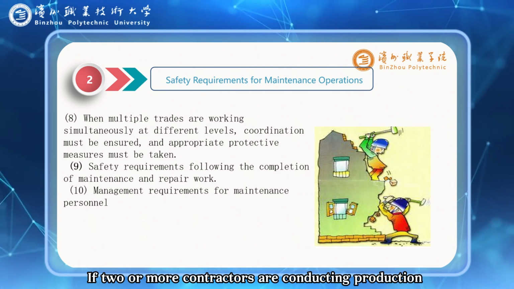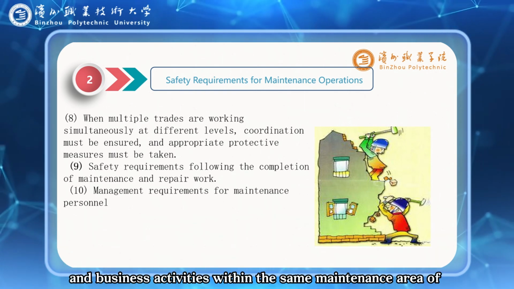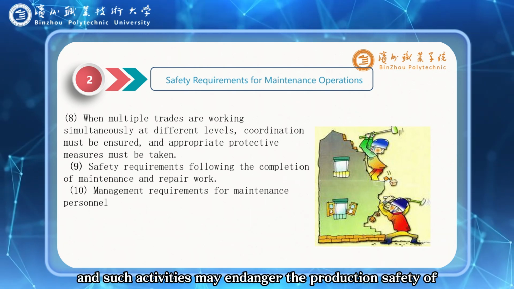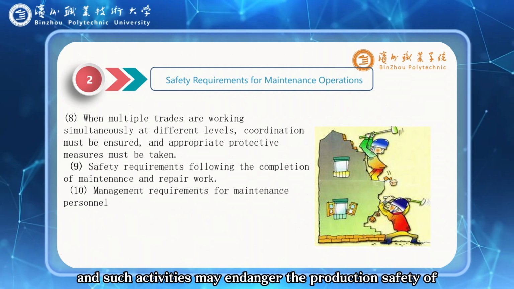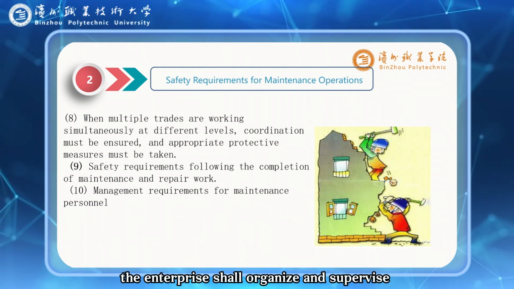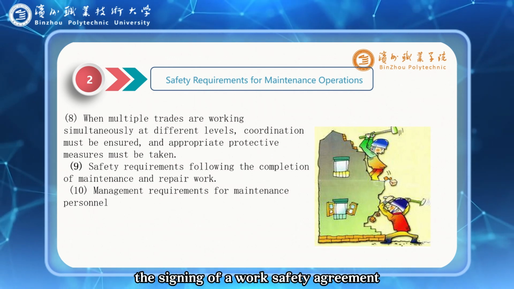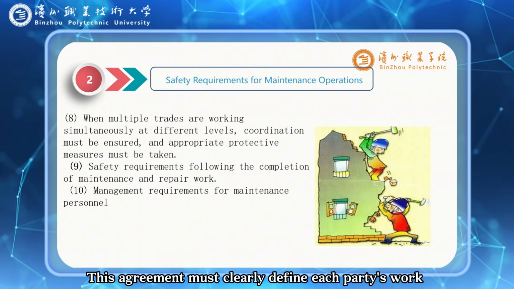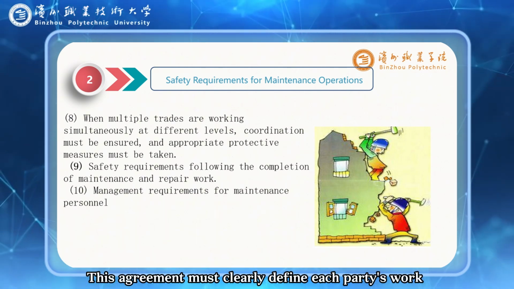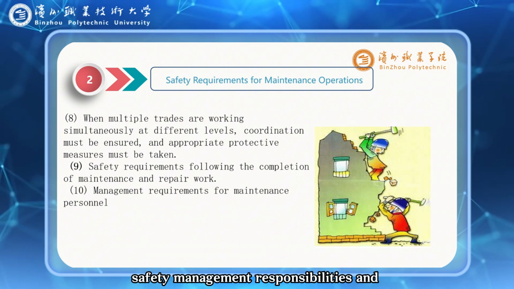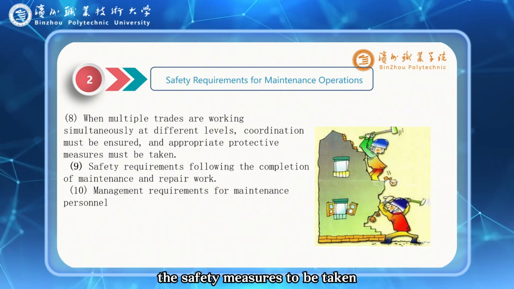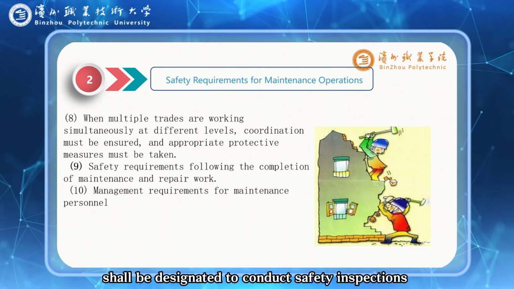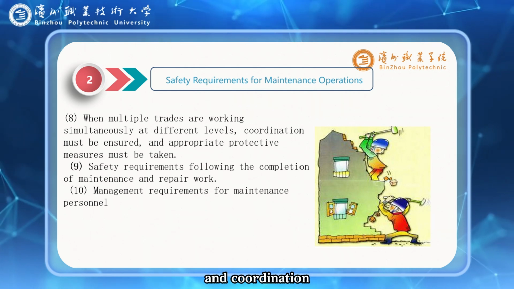If two or more contractors are conducting production and business activities within the same maintenance area of an enterprise, and such activities may endanger the production safety of the other party, the enterprise shall organize and supervise signing of a work safety agreement between the contractors. This agreement must clearly define each party's work safety management responsibilities and the safety measures to be taken, and a dedicated work safety management officer shall be designated to conduct safety inspections and coordination.